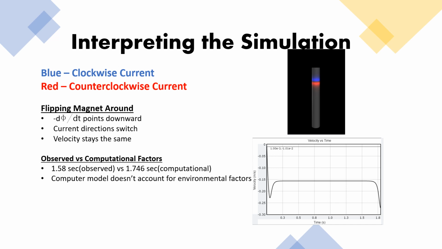Part of the reason they're different times is that the computational model doesn't account for environmental factors, like the way I dropped the magnet or the way I constructed my aluminum tube. The descent in velocity is shown on the plot on screen. You can see when the magnet is falling just due to the force of gravity versus when the magnetic force of the loop is acting on the bar magnet and slows its descent. So that's why you have that sudden spike and increase before it steadies out.